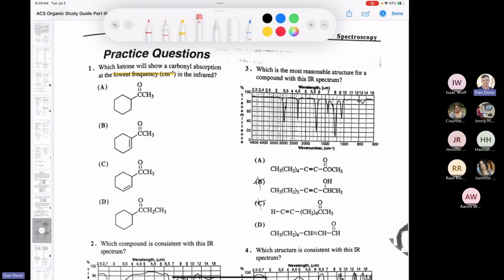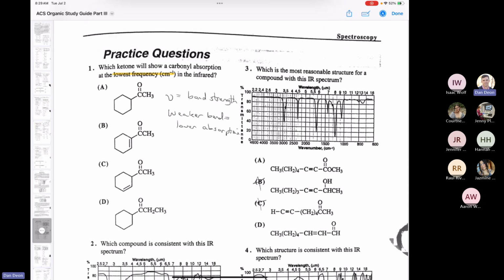But yes, it's based off of resonance, because when we looked at wave number, if you remember, wave number was equal to 1 over 2 pi c times the square root of k over the reduced mass, the force constant over the reduced mass. And so basically we can say that wave number is proportional to bond strength. What does that mean? It means the weaker the bond, the lower the absorption. So we can say here, weaker bond equals lower absorption.